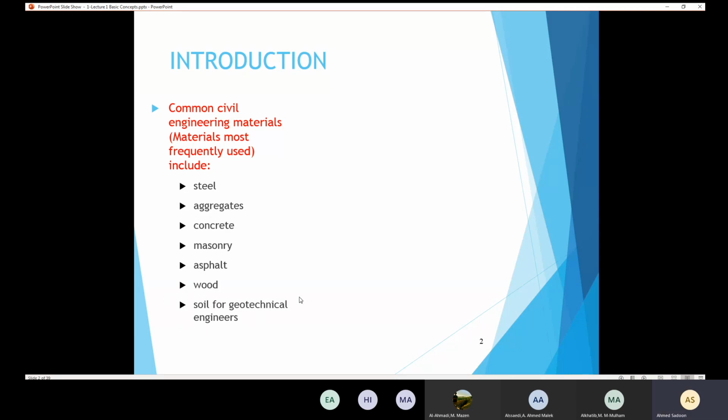And regarding the soil, we are not going to discuss the soil here in this course because we don't have room for it. The soil has a lot of information about it, and it's a very important civil engineering material. So it has a course called soil mechanics. You are going to take the soil mechanics course, and in that course you are going to study everything about the soil. But here in this course we don't have room for the soil.